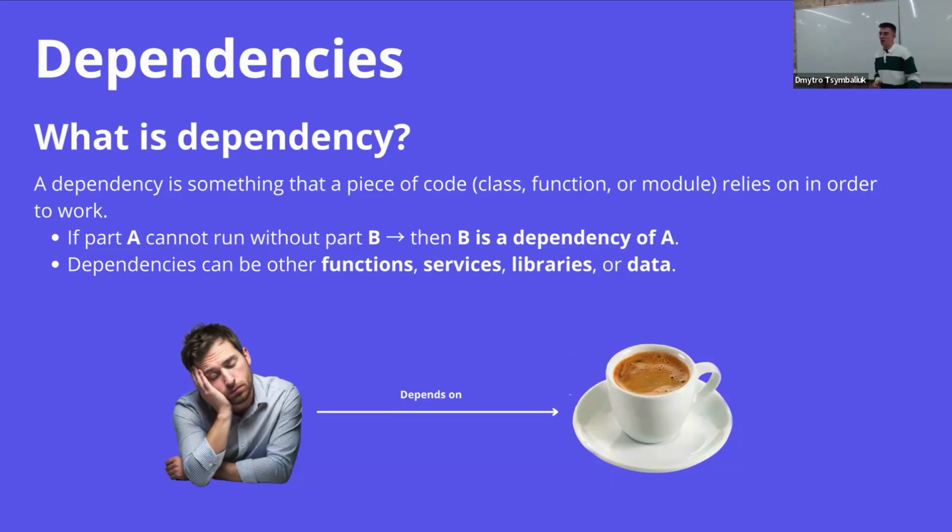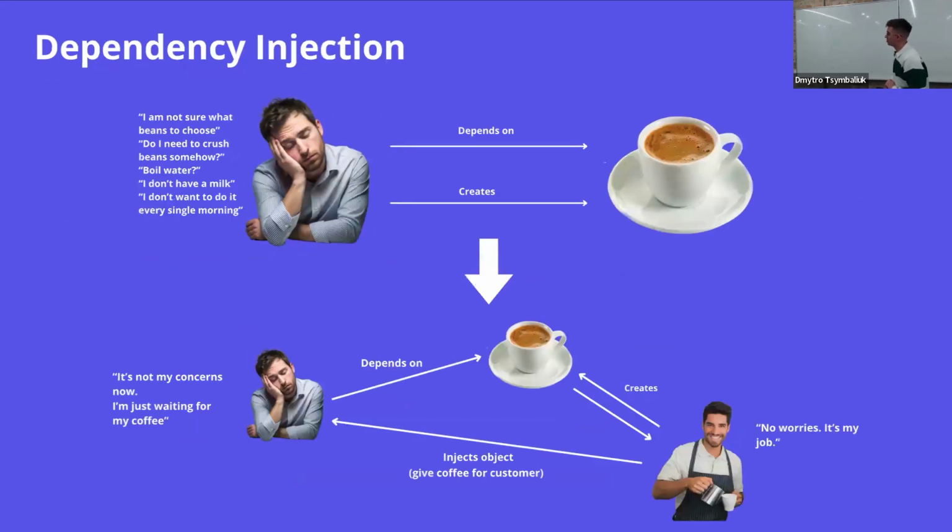And for example, our home route may have some other dependencies. For example, it may depend on an authorization service, because home data might be sensitive or private information, and you definitely want to secure this information with some authorization. So just as our sleepy guy depends on coffee, our routes can also depend on some other services and some other functions. So when we know what a dependency is, we can talk about dependency injection here.